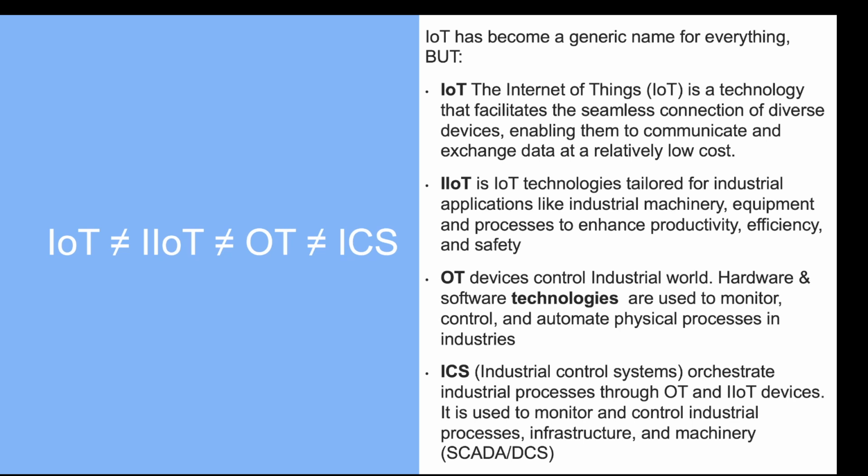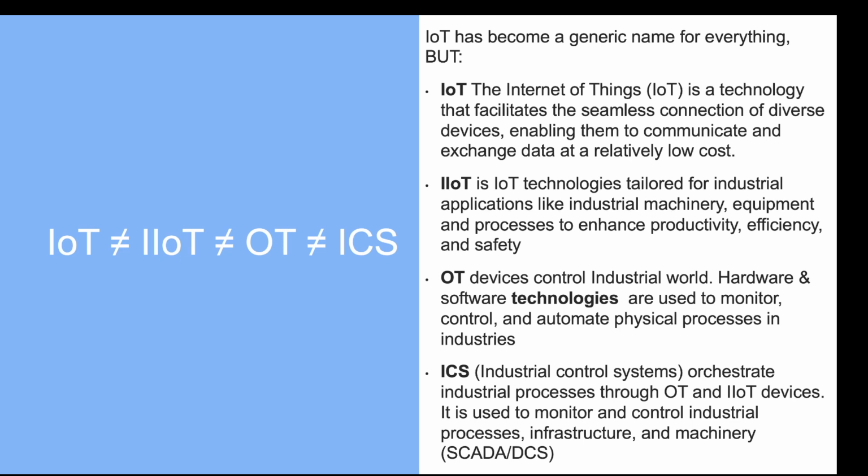IoT has been a generic name for everything, but that's not true. Each of the terms has a different meaning. IoT stands for Internet of Things, a technology that facilitates the seamless connection of diverse devices, enabling them to communicate and exchange data at relatively low cost. On the other hand, industrial IoT is tailored for industrial applications like industrial machineries, equipment, processes, enhanced productivity, efficiency, and safety.